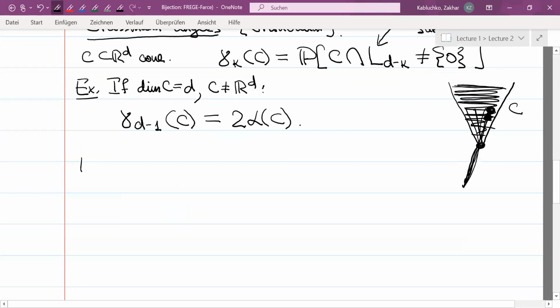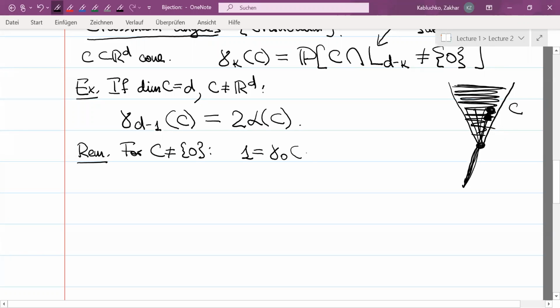So one remark, which is more or less a consequence of the definition. For C not equal to 0, the zeroth Grassmann angle is 1, and then they are decreasing, gamma 1 greater than or equal to and so on gamma d, and they are all non-negative. So they form a sort of tail function of some distribution, if you like, or similar to. They are decreasing.